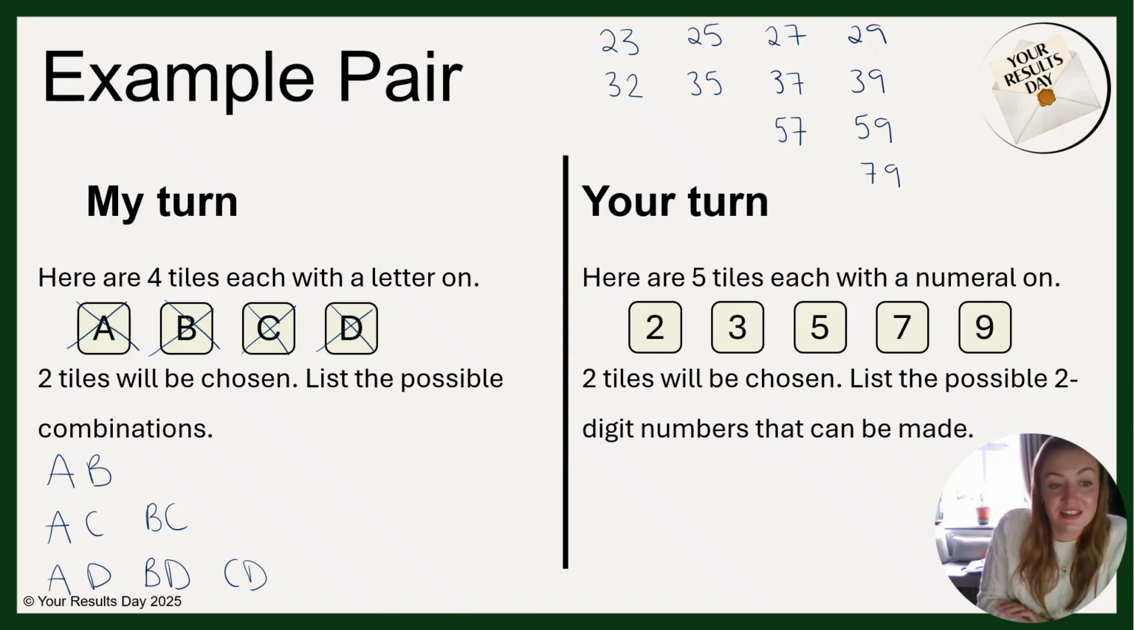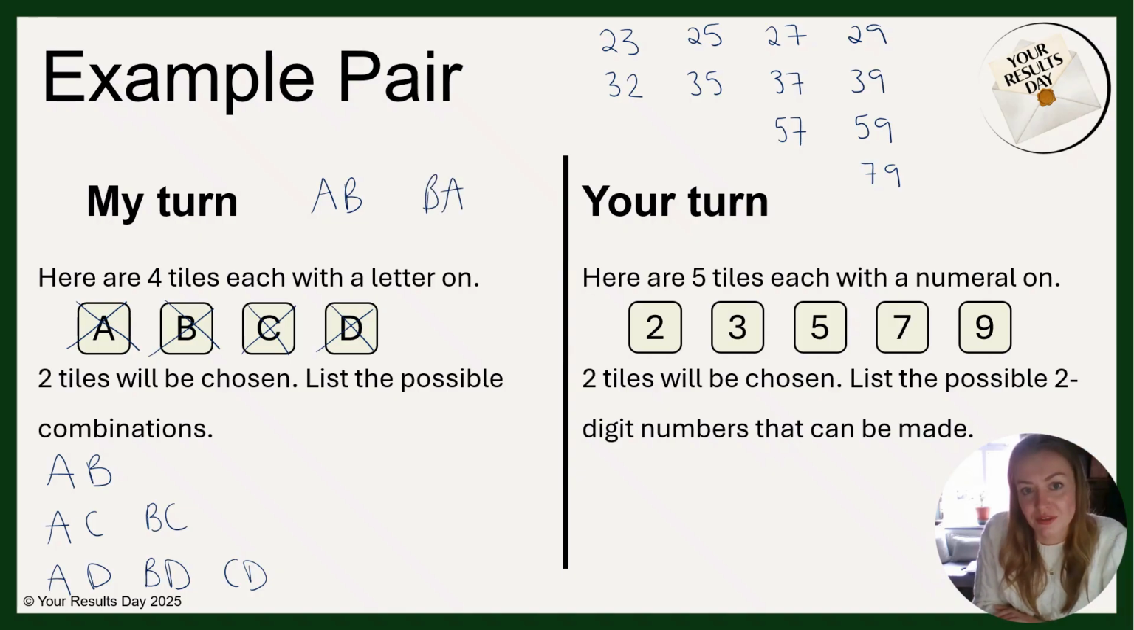Whereas with this first example, we have just assumed that if I take the tiles AB and BA, that's just the same 2 tiles. However, this question about listing numbers is slightly different because of the context. We can put them the other way around and create a different number.